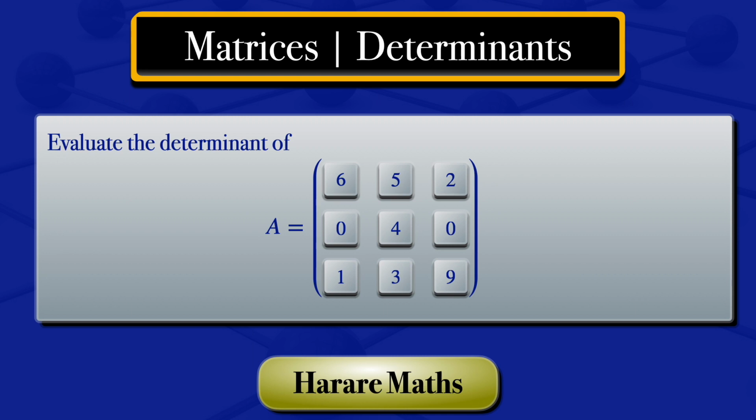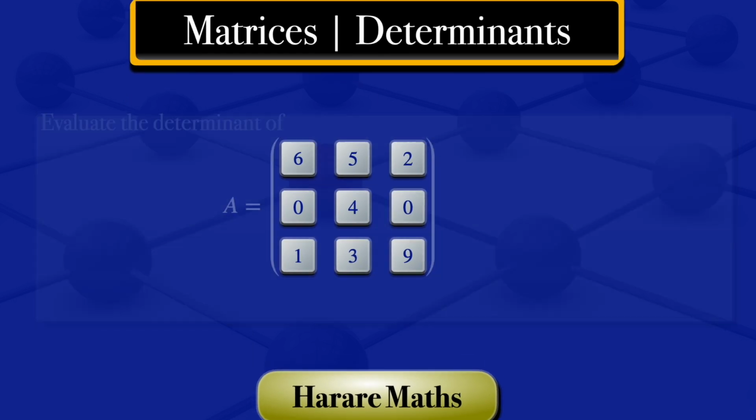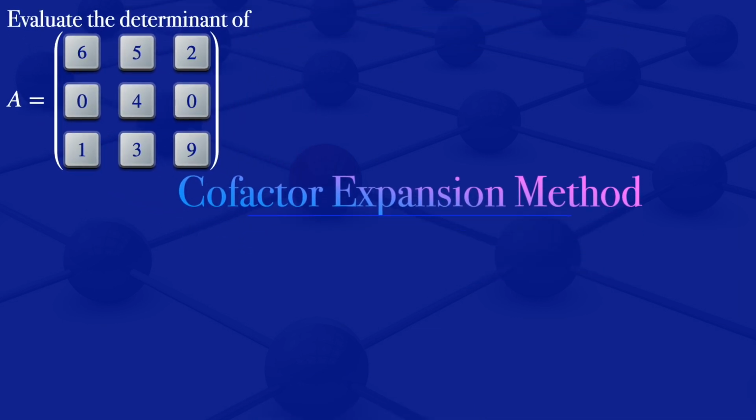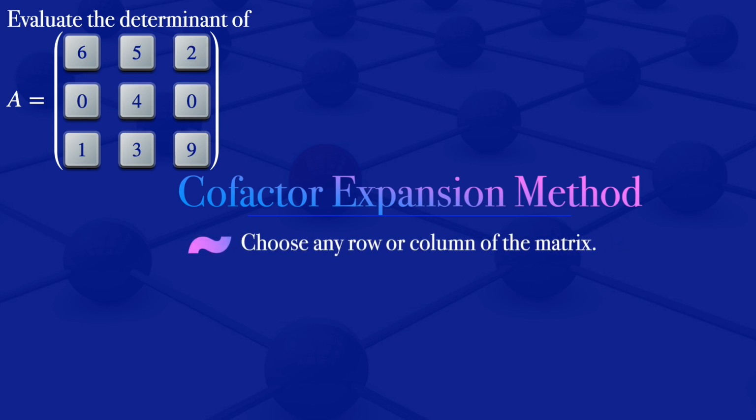In this video, I'm going to evaluate the determinant of the 3 by 3 matrix A there. So we are given that matrix. To evaluate that determinant, I'm going to use the cofactor expansion method. When using that method, we can choose any row or a column to expand.